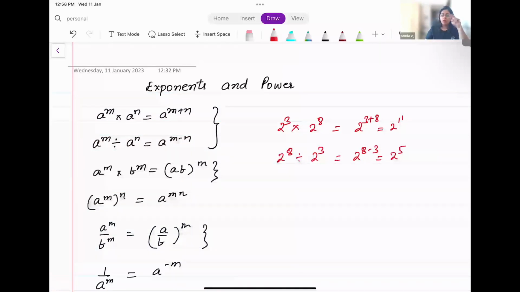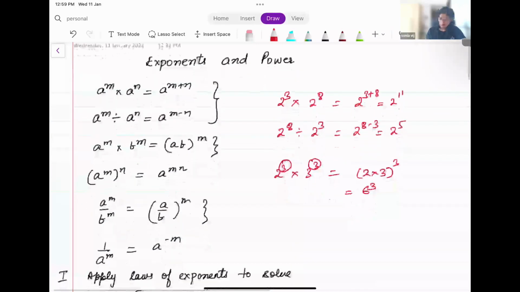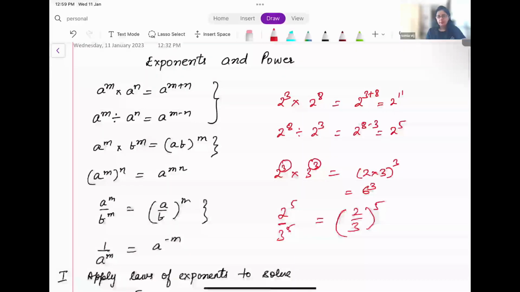Now, when the power is the same and the bases are different, like 2 to the power 3 into 3 to the power 3, we see the powers are the same, but the base is different. So this becomes 2 into 3 to the power 3. The power goes out of the bracket. This becomes 6 to the power 3. Same way, if you have 2 to the power 5 and 3 to the power 5, the power goes out and it becomes like this.